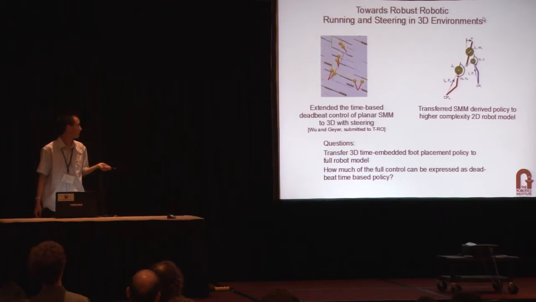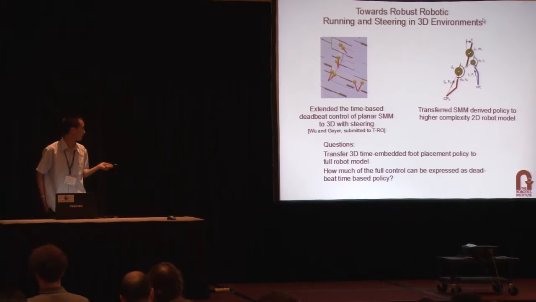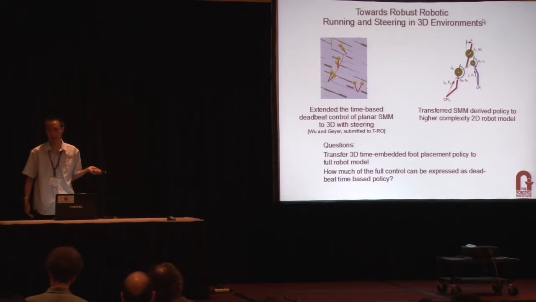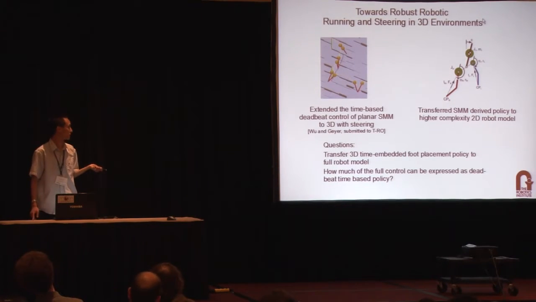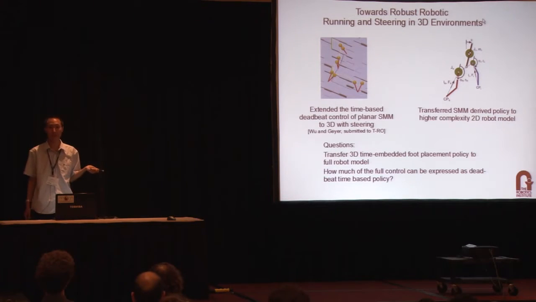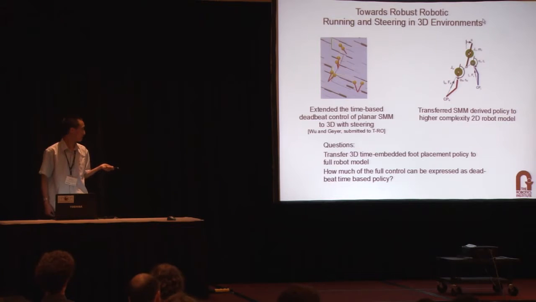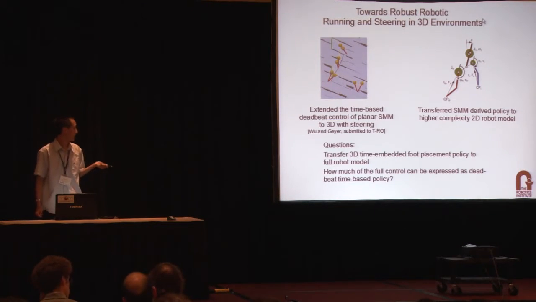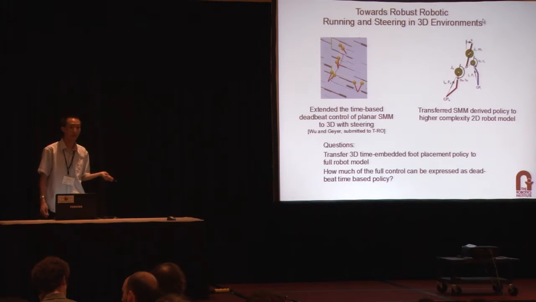So in summary, we've extended the deadbeat time-based control from 2D into 3D to combine apex stability with directional tracking. And we've started to examine how we can use these template-motivated controllers in real robotic systems. Our natural next step is to try to embed the 3D model into a robotic system. And we're very interested in what can be done in terms of expressing things as functions of time instead of, say, needing to explicitly measure the ground height.